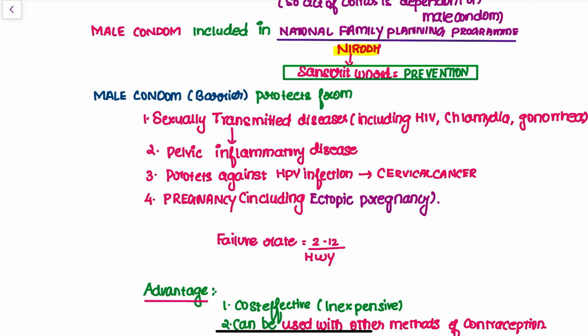How? If the male partner is going to wear this condom, then he is not going to transmit any sort of infection into the female's genital tract. So if there is no transmission of HPV virus into the female's genital tract, then there is no risk of cervical cancer in her. So ideally, the female partner is protected from sexually transmitted diseases including HIV, chlamydia, gonorrhea, and she is also protected from pelvic inflammatory disease and HPV infection, which later on leads to cervical cancer, right?